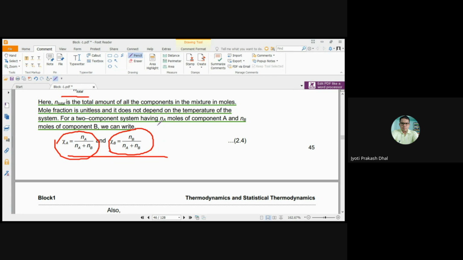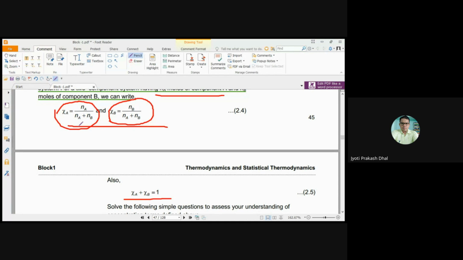So here Na moles of component A and Nb moles of component B are mixed to form a solution. So mole fraction of A equals number of moles of A divided by total number of moles, that is Na divided by Na plus Nb. And similarly, mole fraction of B equals number of moles of B divided by total number of moles, that is Nb divided by Na plus Nb.